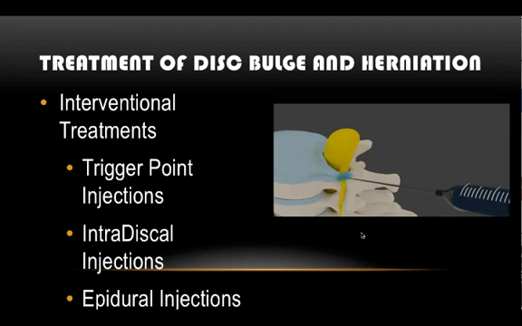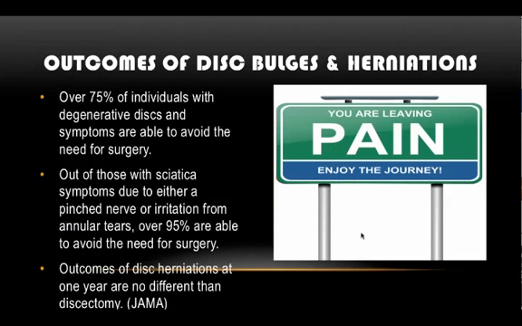And there are multiple different types of epidural injections, but they're usually given as a series of 3 over a course of about 6 weeks, and this could be repeated every few months. What are the outcomes of disc bulges and herniations? Well, studies show that over 3/4 of individuals who have disc bulges with degenerative disc and associated symptoms are able to avoid the need for surgery and achieve a nice level of baseline pain that's tolerable.